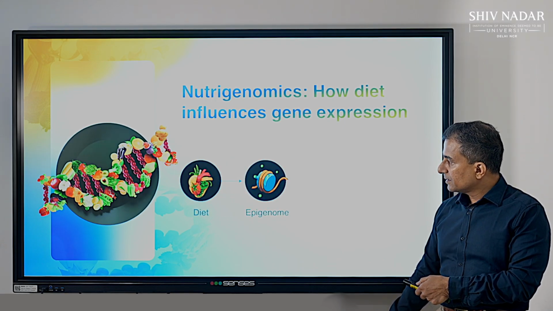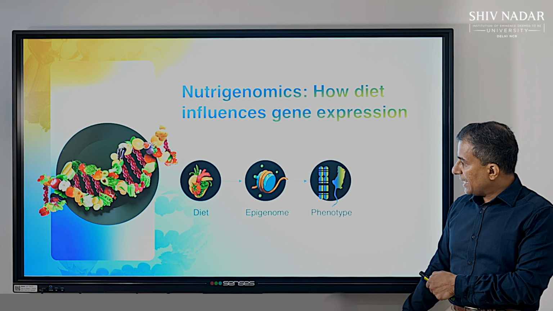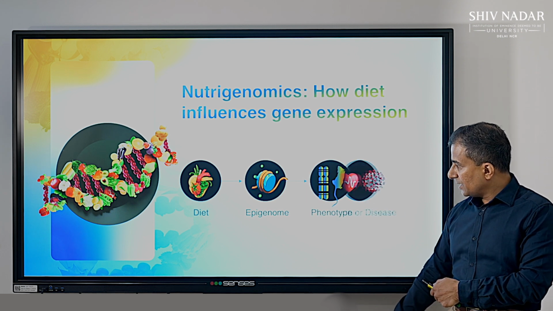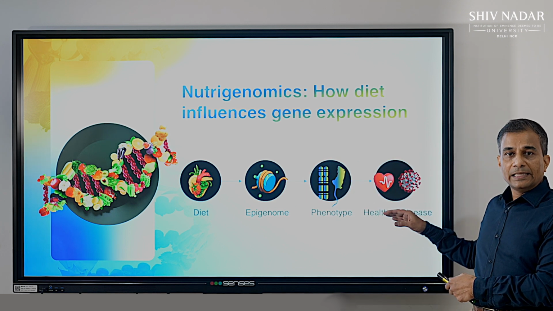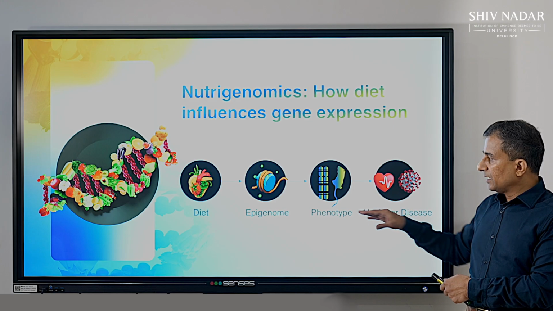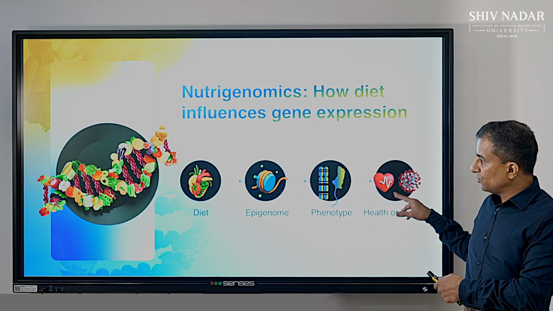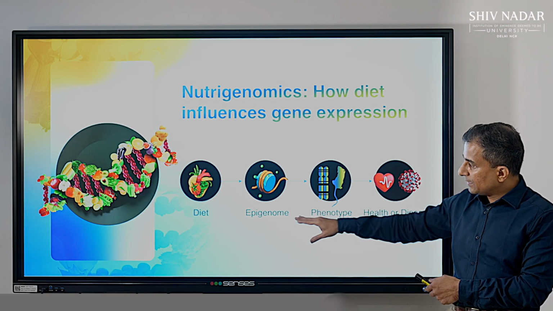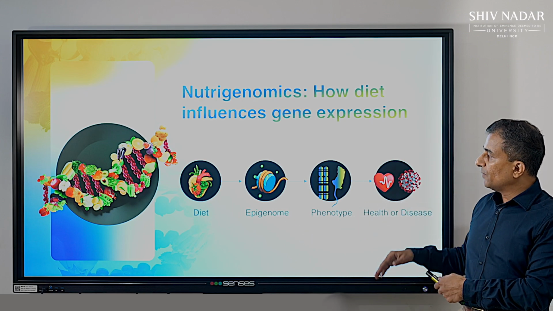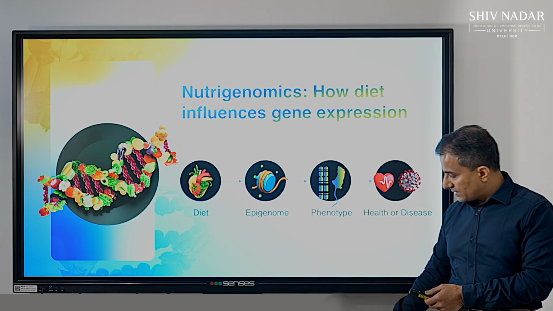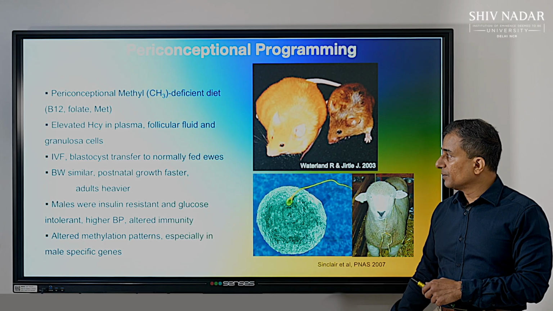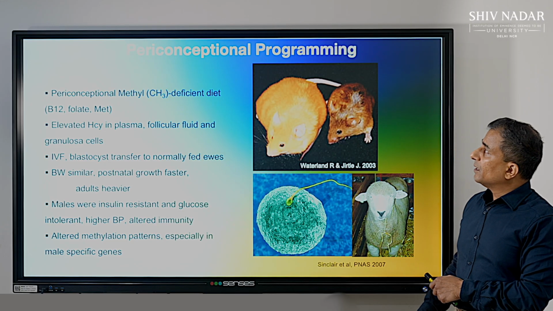Okay, so the diet affecting the epigenome and affecting the phenotype, which is what we are, finally leading to either a healthy state or a disease state. So we're going to understand all of this to understand how epigenetic changes can give rise to health or disease. And if we understand that properly, then we'll be able to devise therapies to avoid the diseases. And that's the important part of modern biology or healthcare.